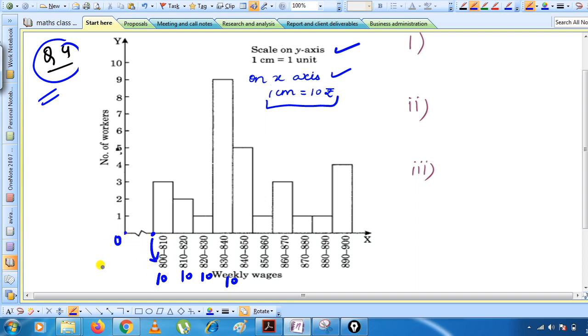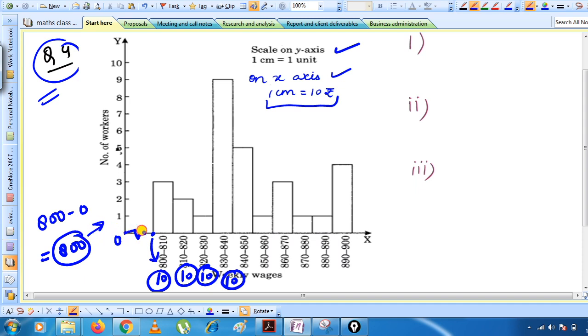This point actually is representing 800, and this origin represents 0. So if you do this subtraction, 800 minus 0, what will you get? You will get 800. The difference at all other places is equal to 10, but here at the start you are getting a difference of 800.